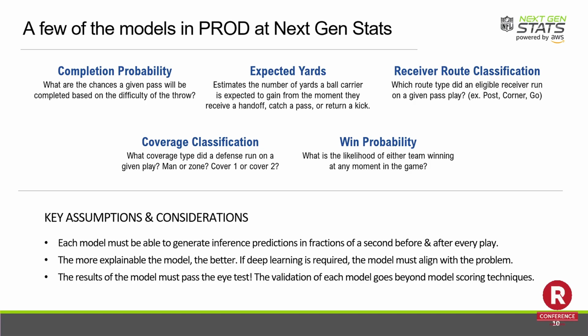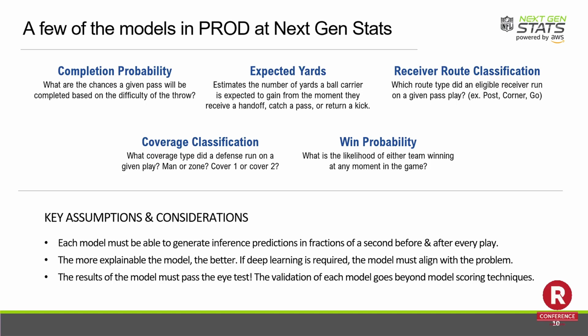So after the play is processed, after the play ends, we have to be able to hit the model and create an aggregate or create a result or a prediction. Two, the model must be explainable, or at least the problem matches our intuition. What do I mean? Well, if we can use tabular data to solve a problem, we will, because we can understand the features that go into it.